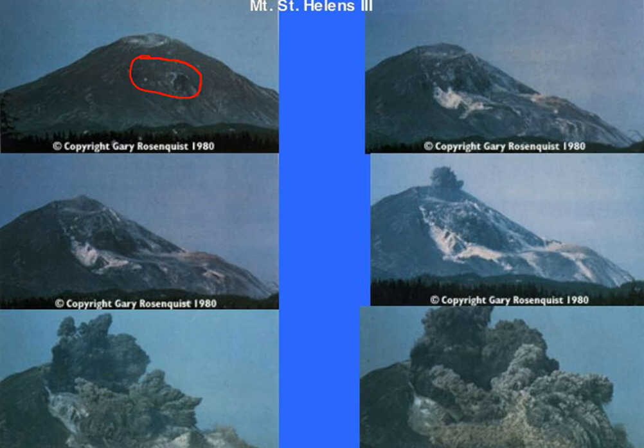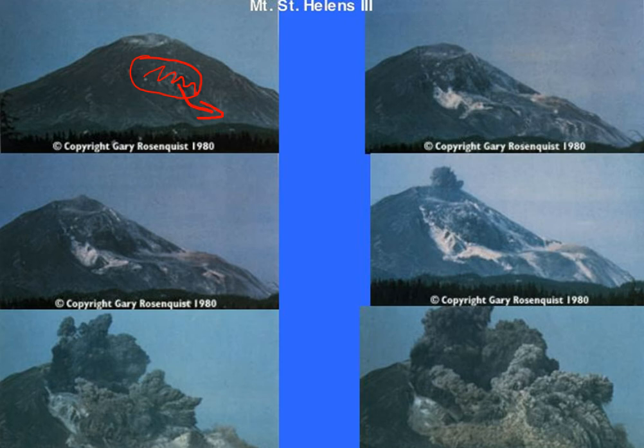Scientists believe that the landslide removed a lot of the mass that was above that bulge. Once that land was removed, it no longer could hold back the pressure of the magma and the gases and everything that was in the magma inside the volcano. And as a result, there was an eruption.